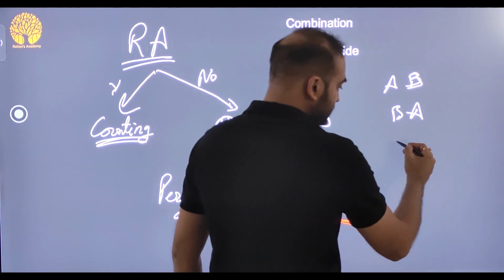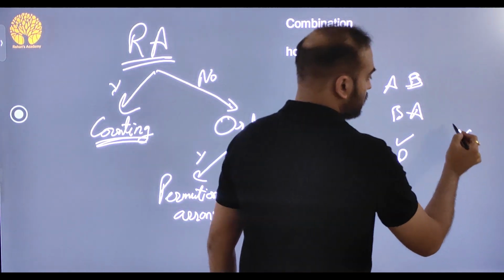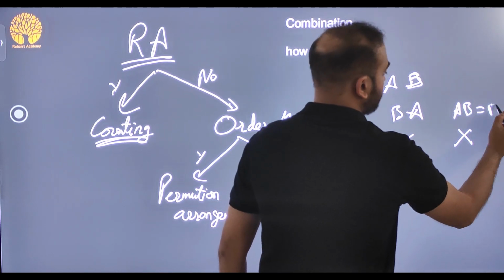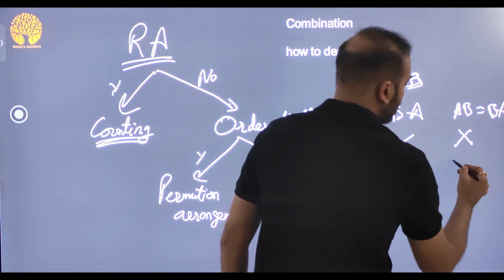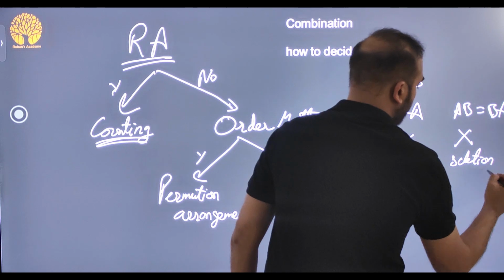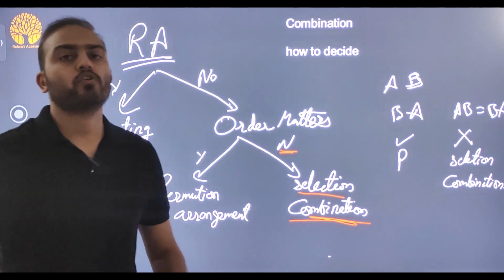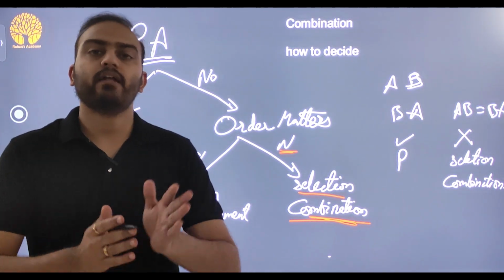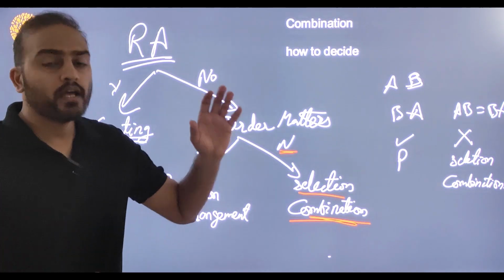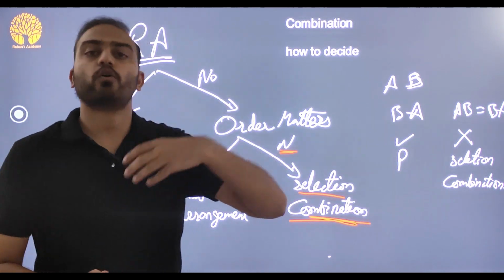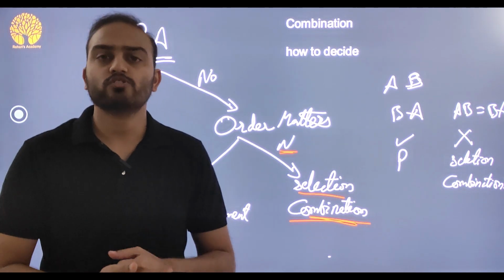If the answer to that is yes, then it is permutation because it is arrangement. If the answer is no, that AB and BA are same for me, then we say that this is a selection, and that is when we use combination. So remember, figure out whether the order matters or not. Once you understand that, then you know if order does not matter, it's a question of selection, and once we are talking about selection, we use combination to solve it.